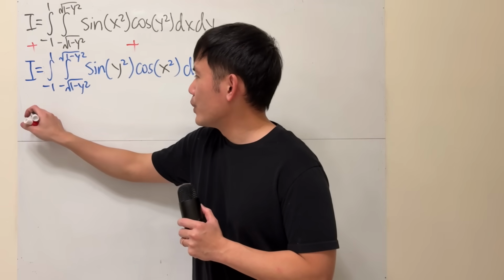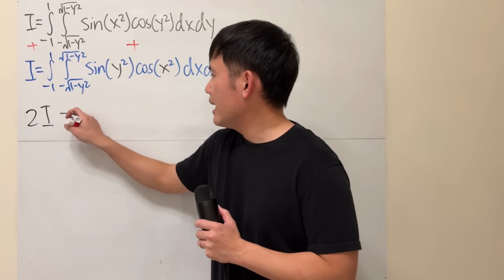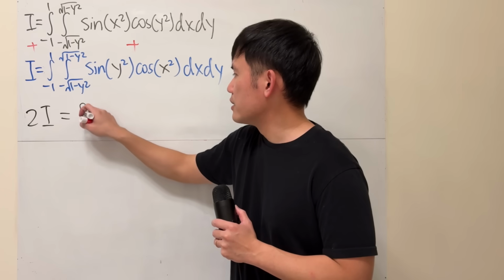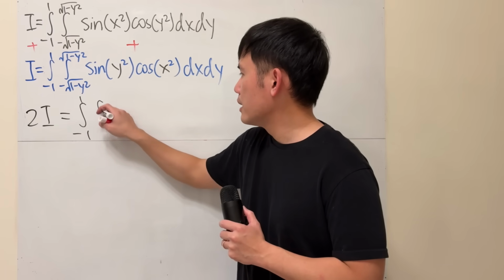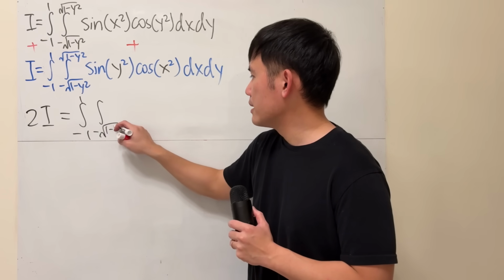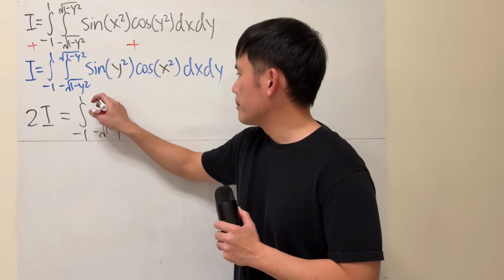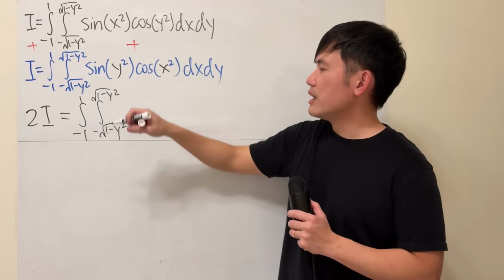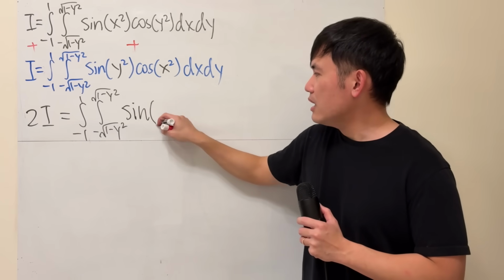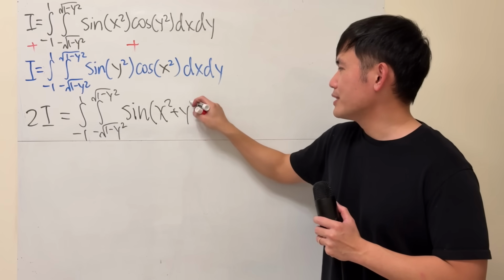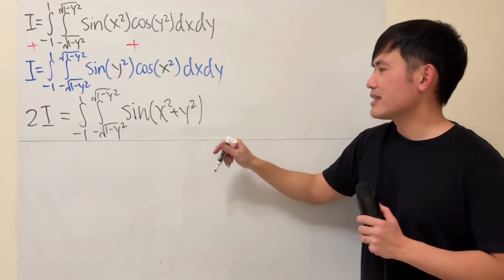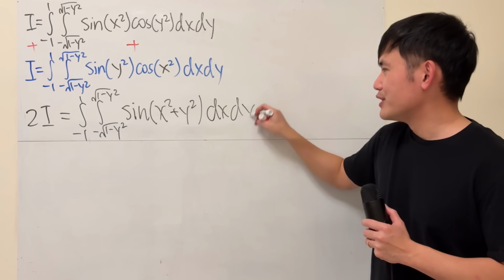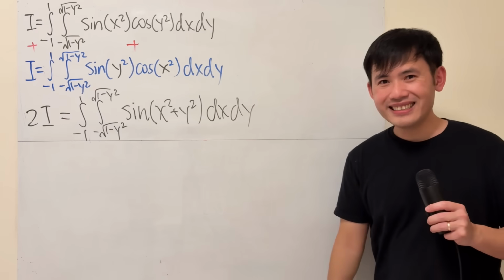On the left hand side, we will get 2I, and then on the right hand side, this right here will stay the same: negative 1 to 1, and then negative square root of 1 minus y squared, up to square root of 1 minus y squared. This right here together is just going to be sine of x squared plus y squared. And the dx dy stay the same. Just like this. Very nice, huh?